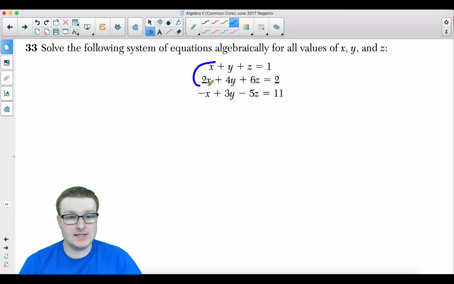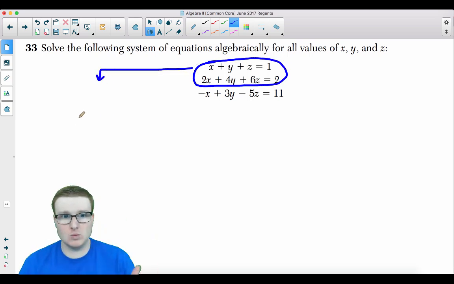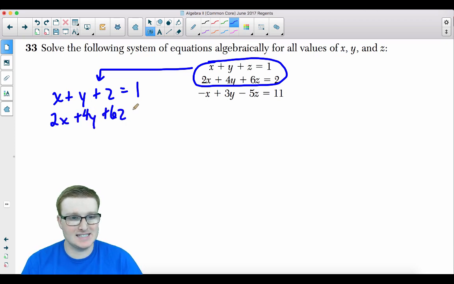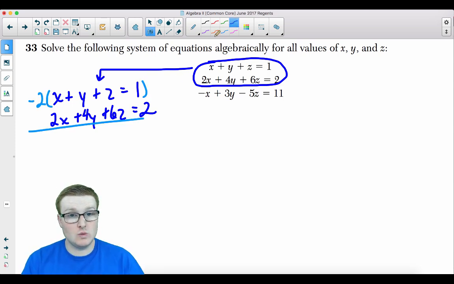What I tell students is to take the first 2 equations and eliminate a variable. Eliminate any variable you want. In this case, I would eliminate the x's just because we're dealing with the number 2's, and it's a little bit easier to deal with the number 2's compared to the number 4 and 6. Fair? So we have x plus y plus z equals 1, and 2x plus 4y plus 6z equals 2. I'm going to multiply the top by a -2 to cancel out those x values.